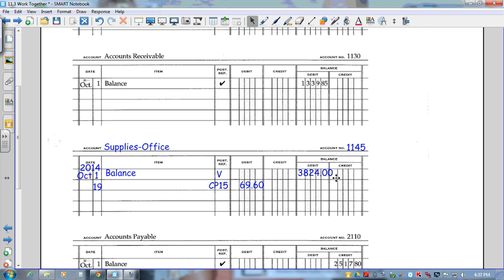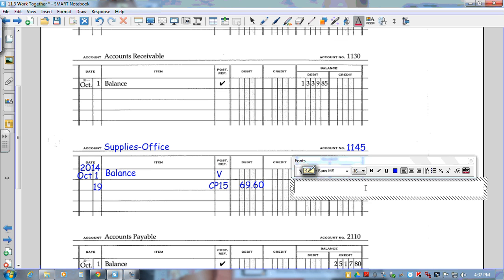Okay. We had a previous debit balance. We have a new debit entry. Will I add or will I be subtracting? A debit and a debit are the same, so I'm going to add those two numbers together. So if you add those, you should have gotten $3,893.60.